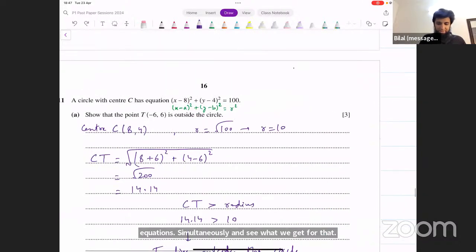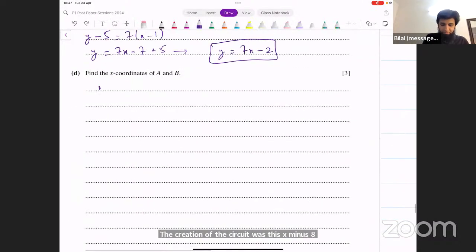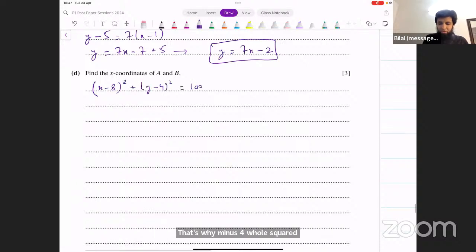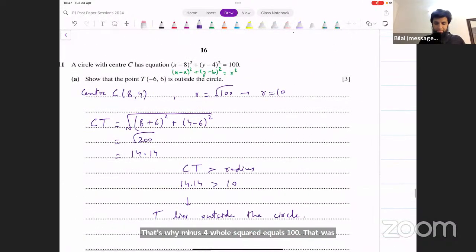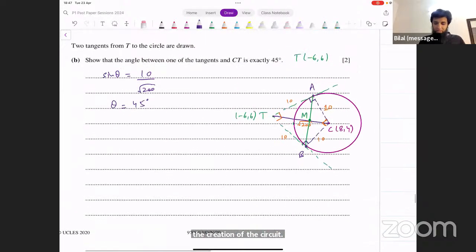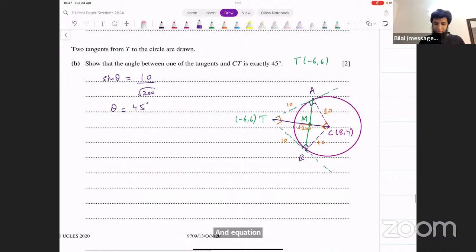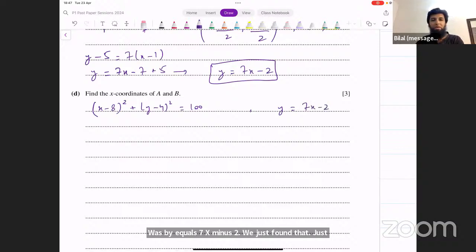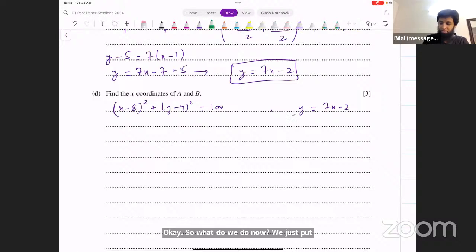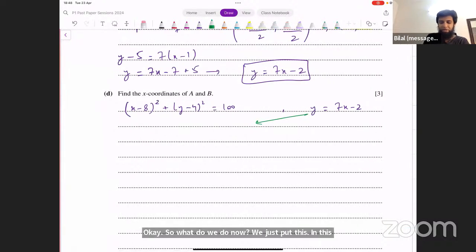The equation of the circle was x minus 8 whole squared plus y minus 4 whole squared equals 100. That was the equation of the circle. And the equation of the line was y equals 7x minus 2. We just found that. Just solve these two simultaneously, because A and B are the points where the circle and this line meet each other. So what do we do now? We just put y equals 7x minus 2 into this circle equation and see what that gives us.